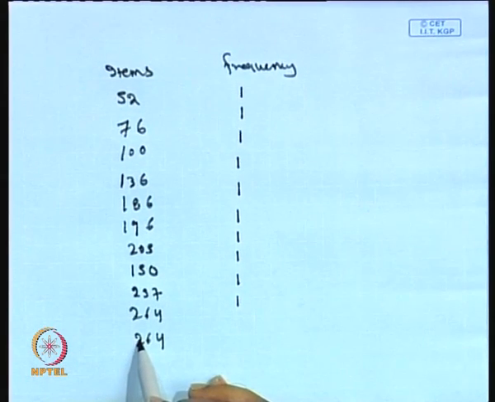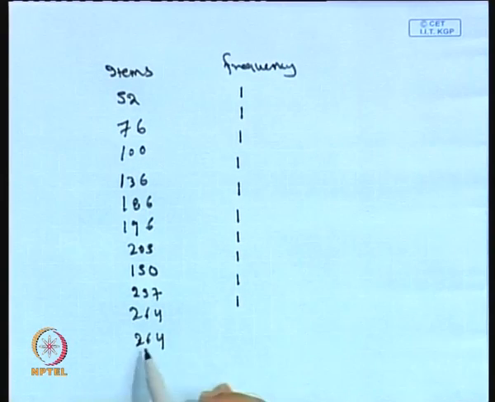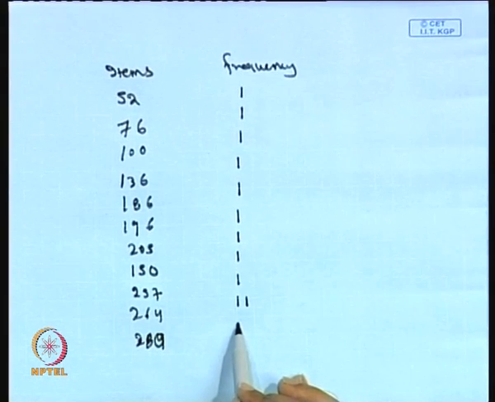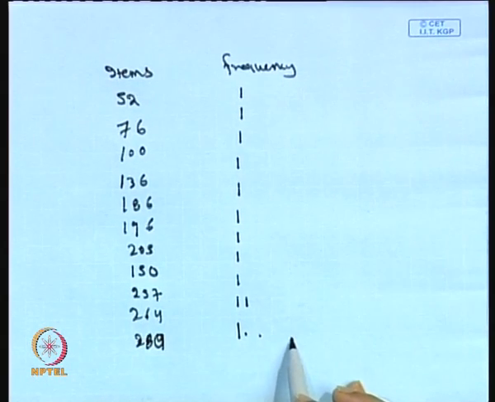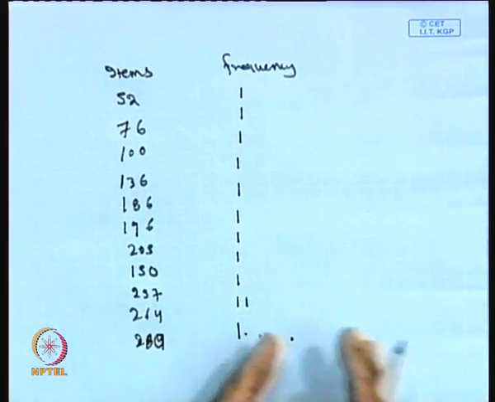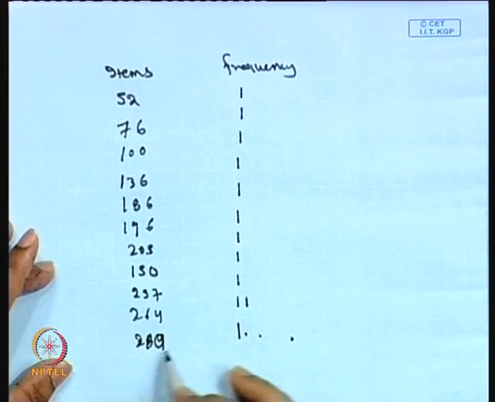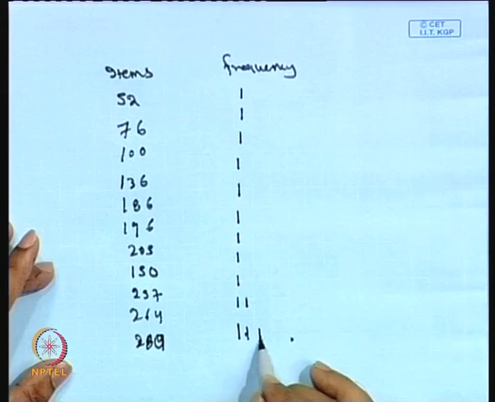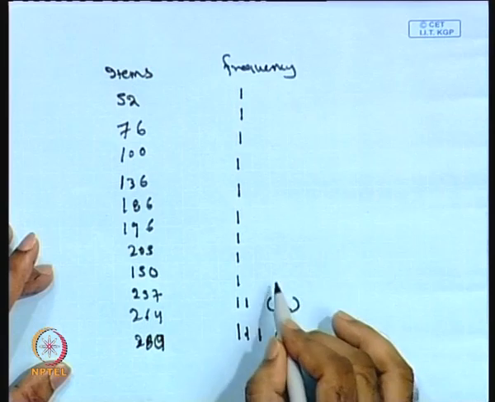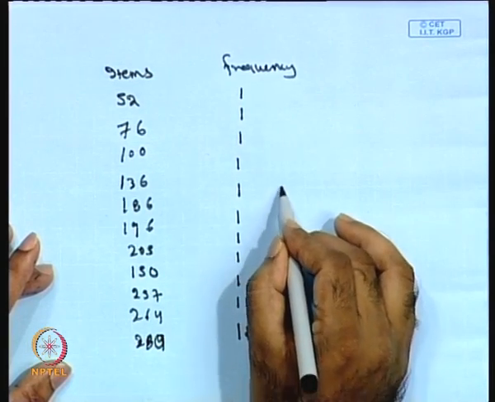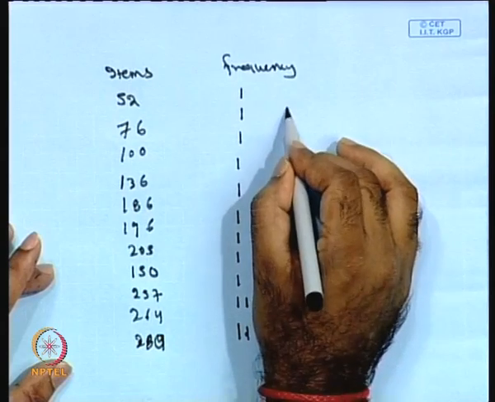Since 264 appears again, instead of writing it again you put a mark here. Instead of 264, let us say 280. You have to see how many 280s there are. If it is 1 and again 280 appears, you put a mark, and again another mark. Finally you observe how many frequencies there are. Let us say 280 is available 3 times, so its frequency is 3. Here the frequency is 2, and the rest are 1 each.